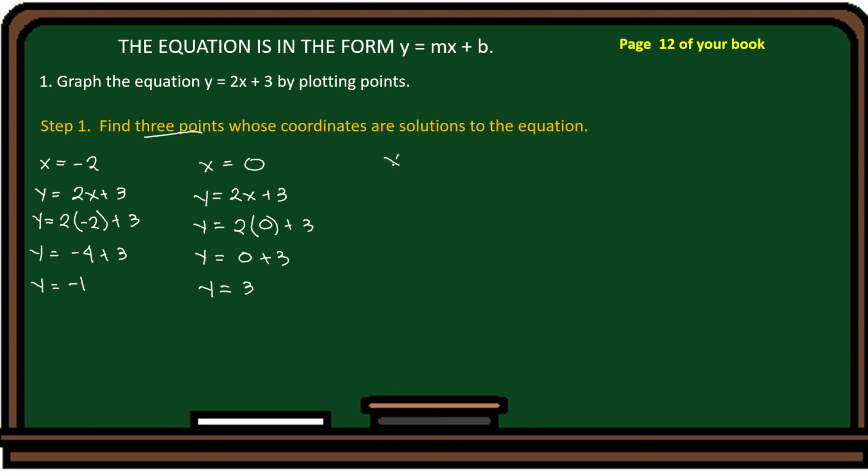And lastly, you can have x as positive 1. So y equals 2x plus 3, where x equals 1. Substitute the value. So 2 times 1 plus 3. 2 times 1 is 2, plus 3. So you can have now y equal to 5.